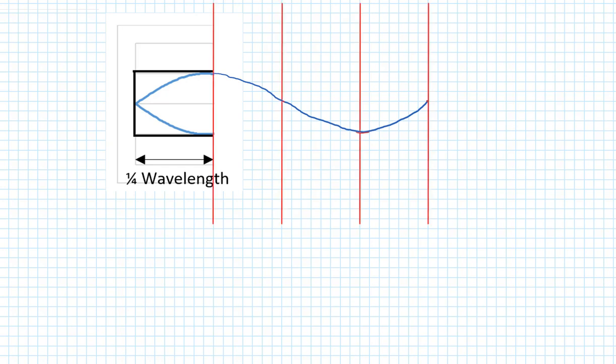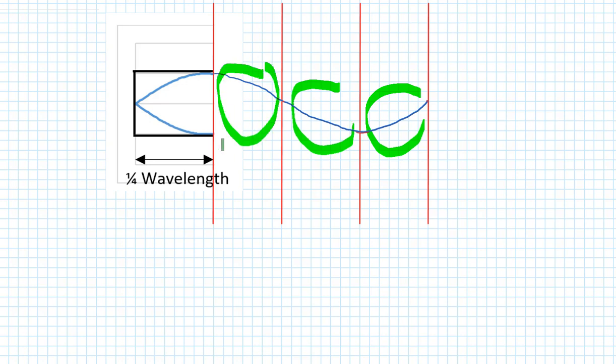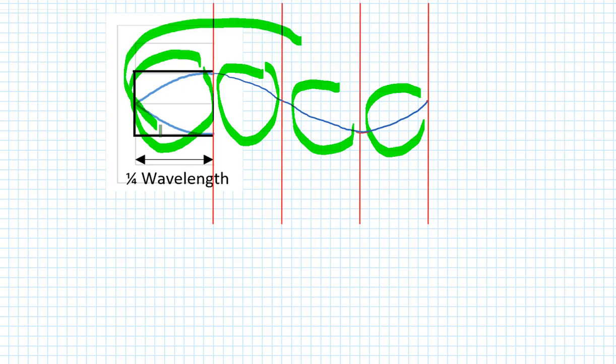Here I've drawn some red lines to help us picture that. So the blue wave, this is one whole wavelength. 1/4 of it is here. 1/4 of it is here. 1/4 of it is here. And inside the pipe, we have 1/4 of the wavelength. The whole thing together makes up one wavelength.